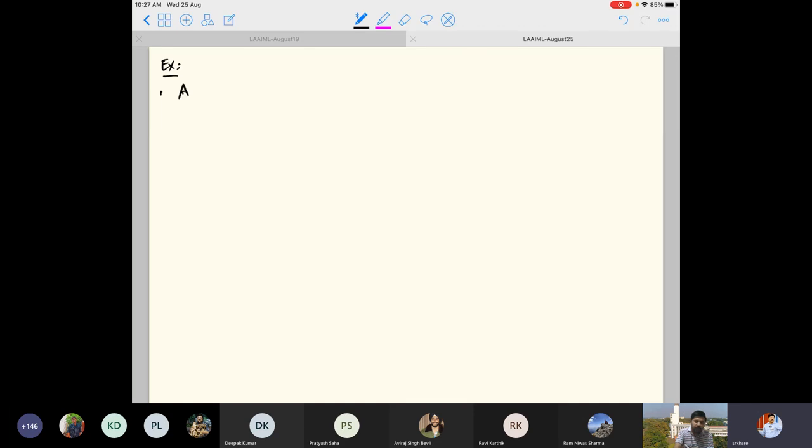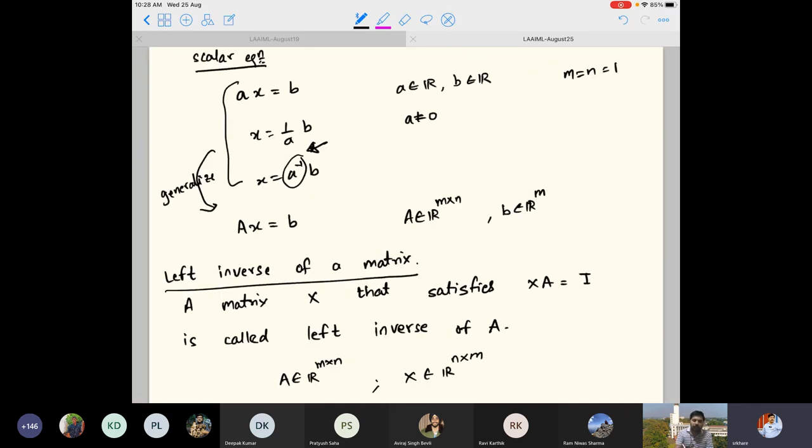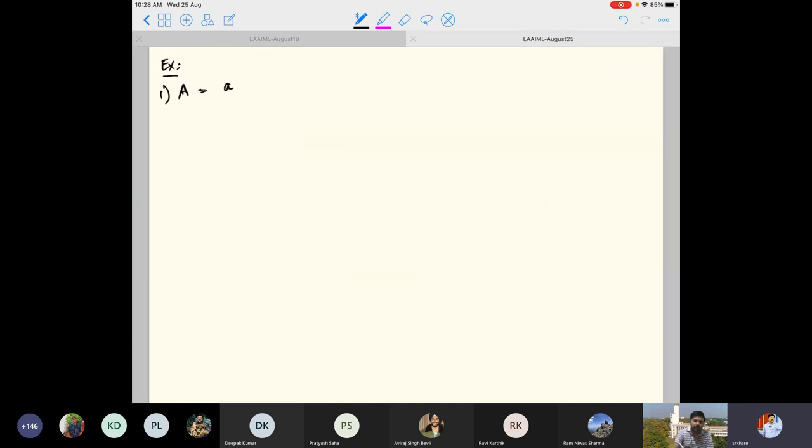Suppose the first trivial example is that A is the scalar a, the one that we were speaking of in the first equation. Then what do you think is the left inverse of a? Simply 1 by a, which we sometimes denote as a inverse. What is the identity here? The identity here is the matrix 1. I can write this in matrix form like this, or I will not use the matrix braces. The second example is something very interesting.